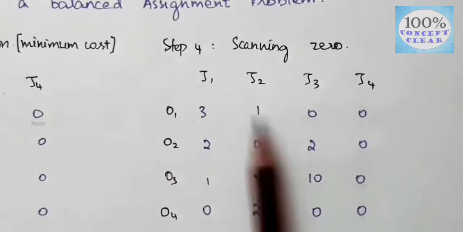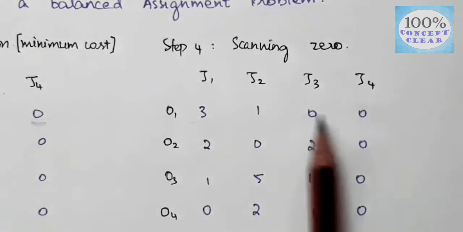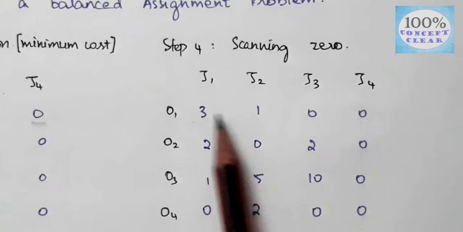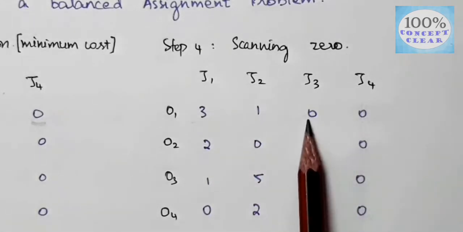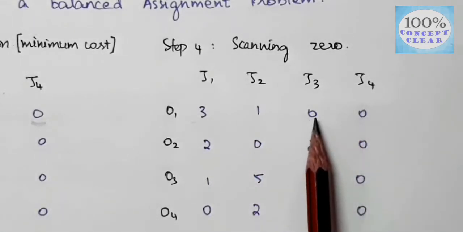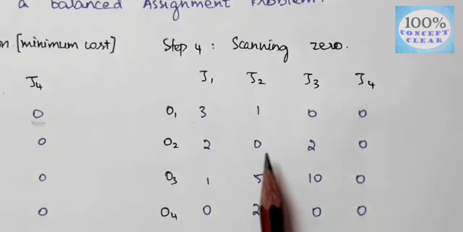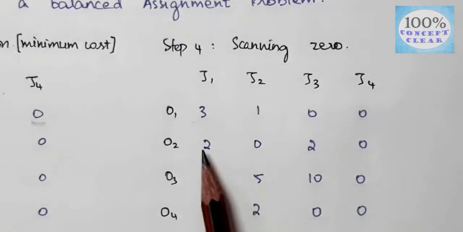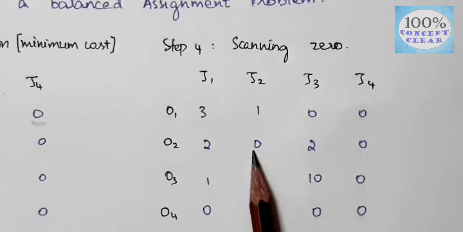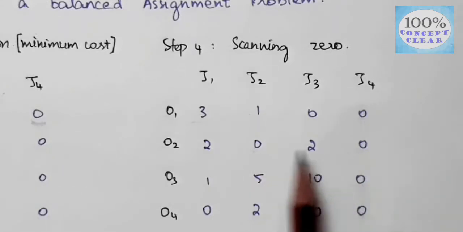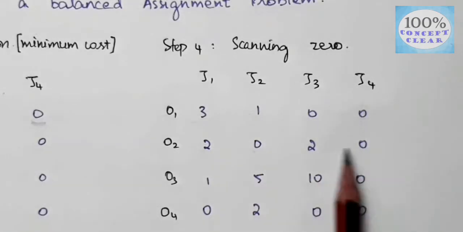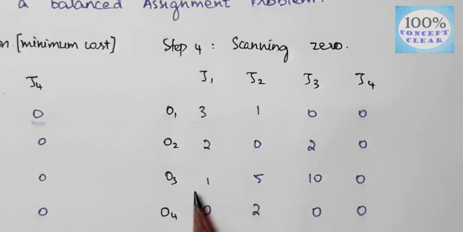So take the first row, check whether it has only one zero. 3, 1, 0, 0. Here we have 2 zeros. So skip the first row and move to the second row. Second row, 2, 0, 2, 0. Here also we have 2 zeros. So skip the second row and move to the third row. In the third row, 1, 5, 10, 0. Here we have 1 zero. So we can mark that zero.